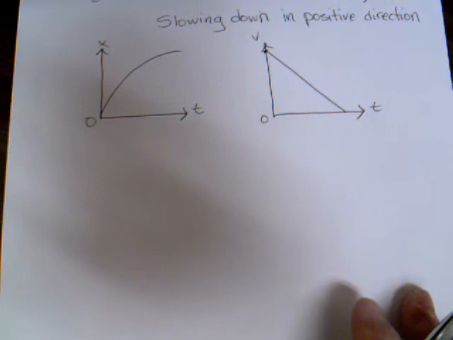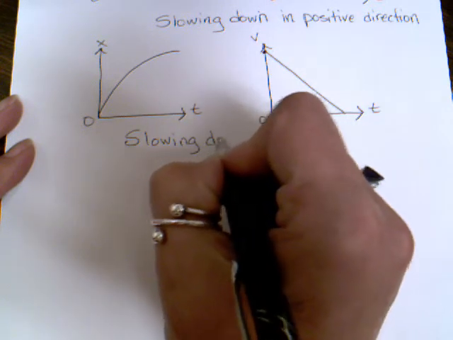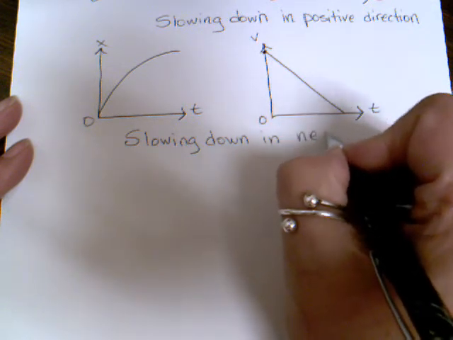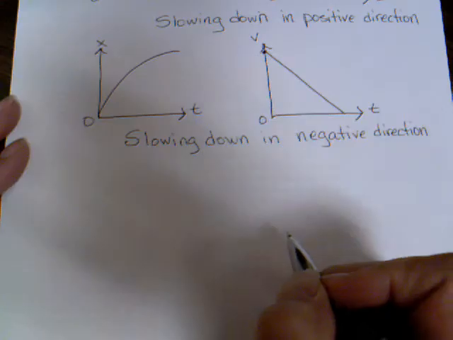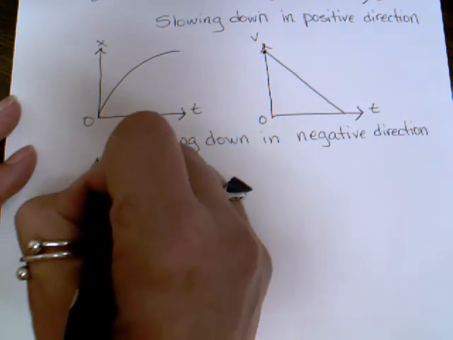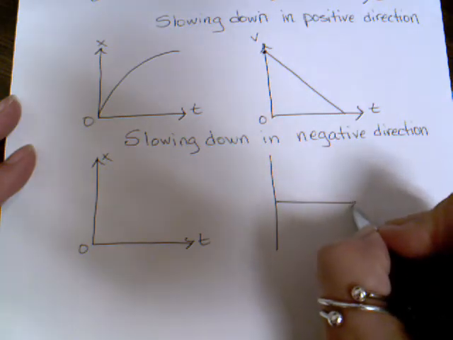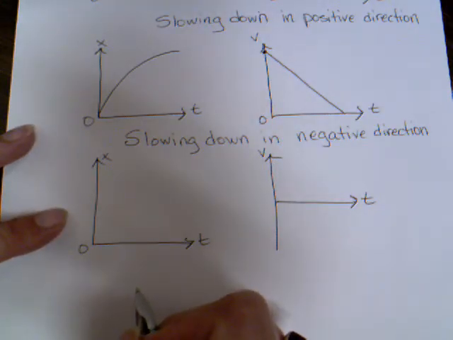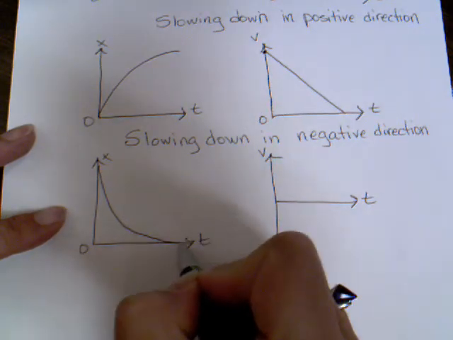Your next two graphs, slowing down in the negative direction. Need to make my T line right here now, right in the middle. For the position time graph, slowing down or speeding up is always a curve. Any kind of acceleration is always a curve. This curve is going to look like this.